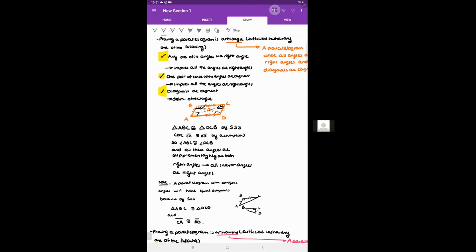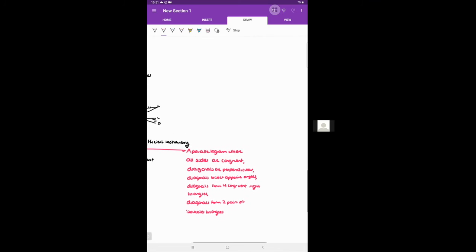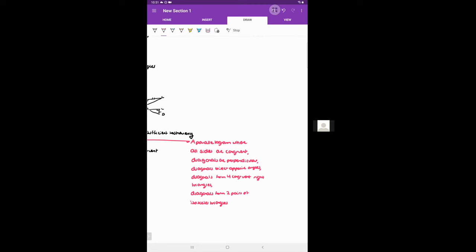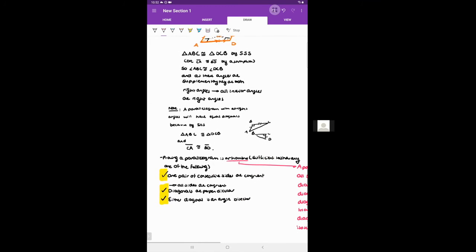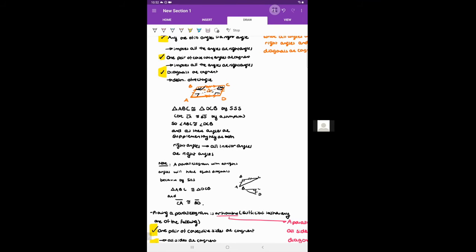So finally, it's proving that a parallelogram is a rhombus. Just a reminder, a rhombus is a parallelogram where all the sides are congruent, the diagonals are perpendicular, the diagonals bisect opposite angles, the diagonals form four congruent right triangles, and the diagonals form two pairs of isosceles triangles. So if you can show that one pair of consecutive sides are congruent, then that shows that all sides are congruent, because with the parallelogram, we know that the opposite sides are congruent. If you're told that this one is congruent to this one, then they're all congruent.